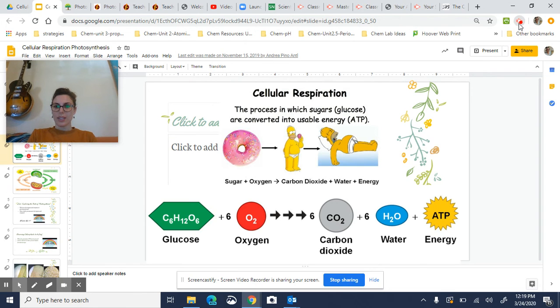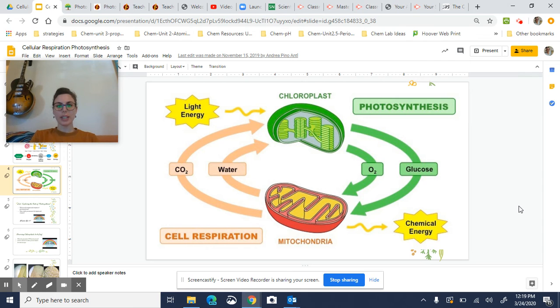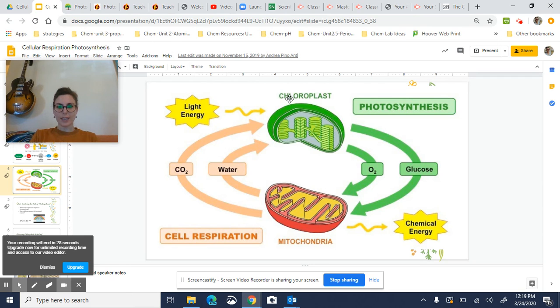I'm going to pause us here really quick. So if we look at this diagram here, essentially photosynthesis, which takes place in the chloroplast of the cell of a plant, and cellular respiration, which takes place in the mitochondria of plant cells and animal cells, they are the opposite inputs and outputs. So the waste products of cellular respiration are the inputs or ingredients for photosynthesis, and the waste products of photosynthesis are what we need to make cellular respiration take place. So we're going to break this down a little bit more, but thank you so much.